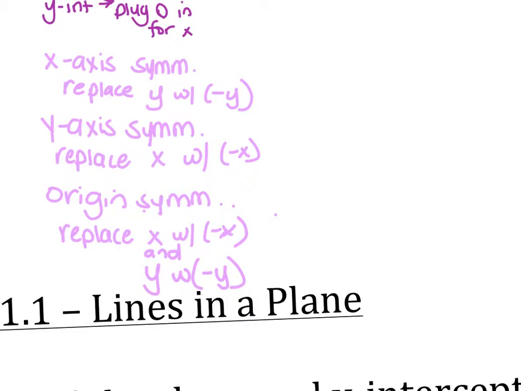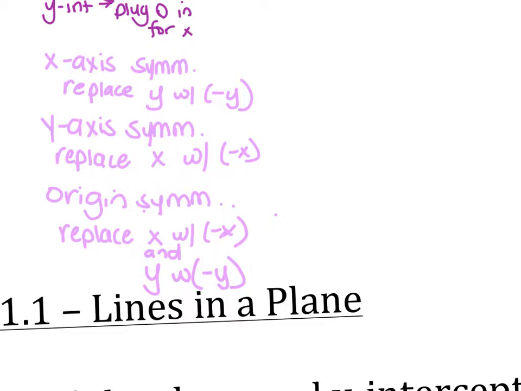So for the x-axis, we're replacing y with negative y. For the y-axis, you're replacing x with negative x. And for the origin, you're replacing x with negative x and y with negative y. And then what are we looking for once we replace them? How would I know it's symmetric? If it goes back to the original, right, would match the original equation, or? If they're all negative. If every single sign is opposite of what it was in the beginning.